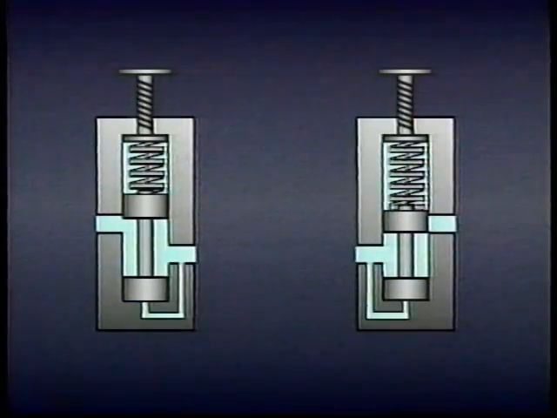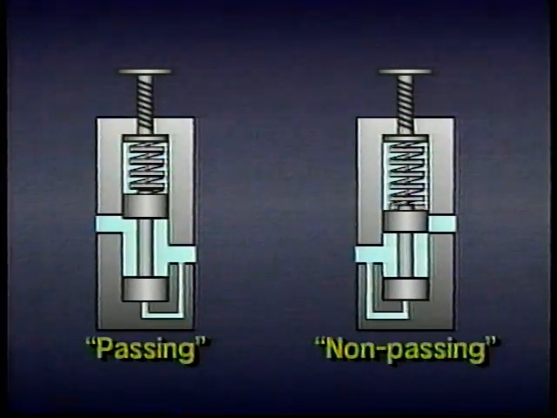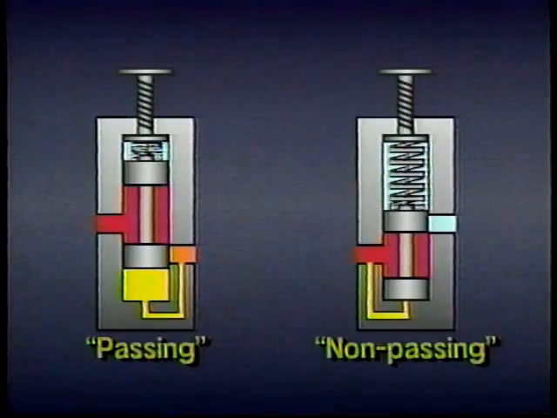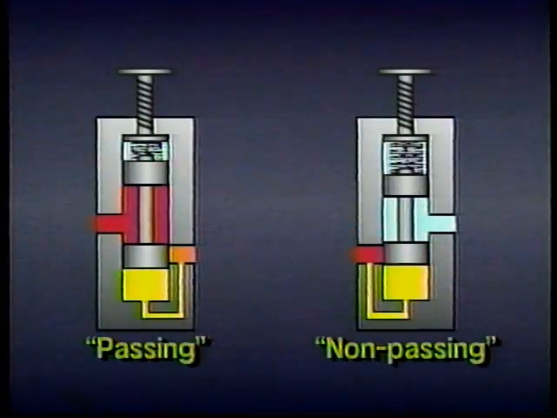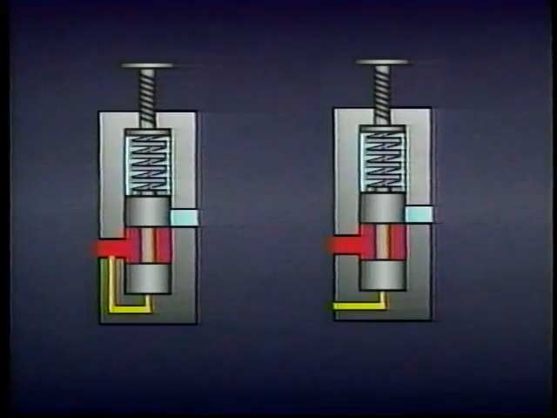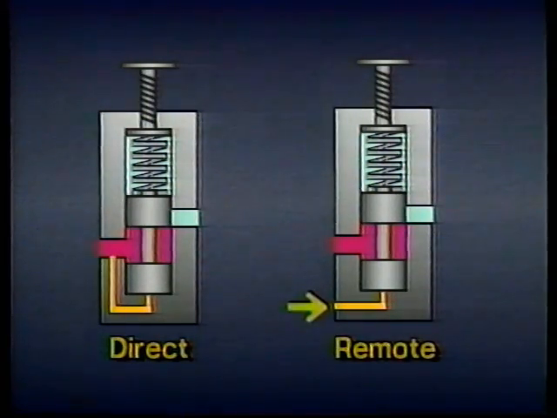A pressure control valve is either normally passing or normally non-passing, sometimes referred to as simply passing or non-passing, depending on the position of the spool in its normal non-actuated state. The valve will change from passing to non-passing or from non-passing to passing with changes in pressure at the valve. Pressure changes are sensed in two ways: directly through an internal pilot passage in the valve itself, or remotely through a pilot passage that extends to some other part of the system.